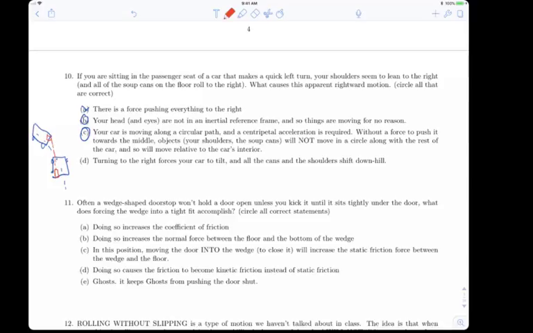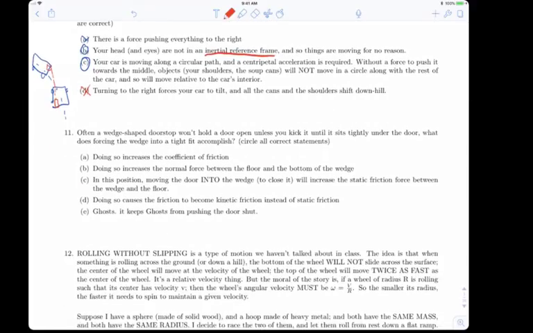And what causes it to accelerate? You're not in an inertial reference frame, so it will accelerate even though there's no force on it. Turning to the right forces your car to tilt, all the cans and shoulders shift downhill. That's not true.